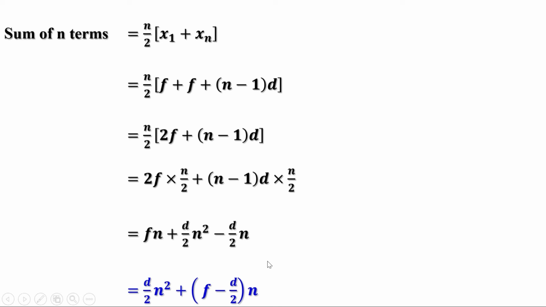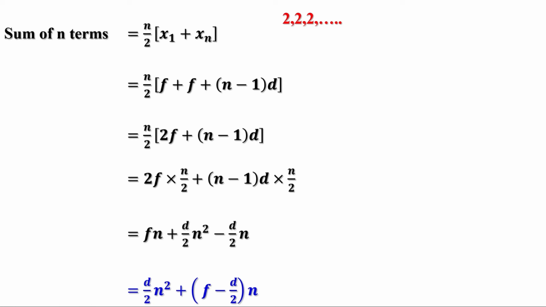Now, can the sum of n terms of an arithmetic sequence be without n square? Let us check. These terms become 0 when d by 2 is 0. That is when d equal to 0. That is when the common difference is 0, the sum of n terms doesn't contain n square. Let us take a sequence with common difference 0: 2, 2, 2, etc. Here the common difference is 0.